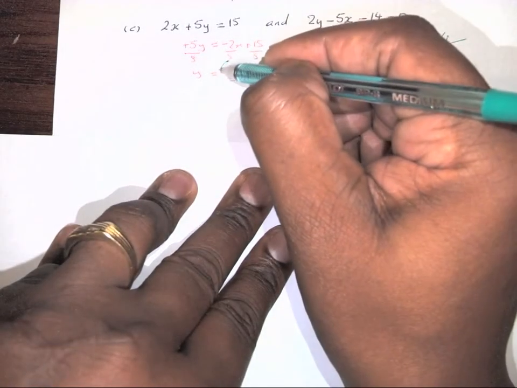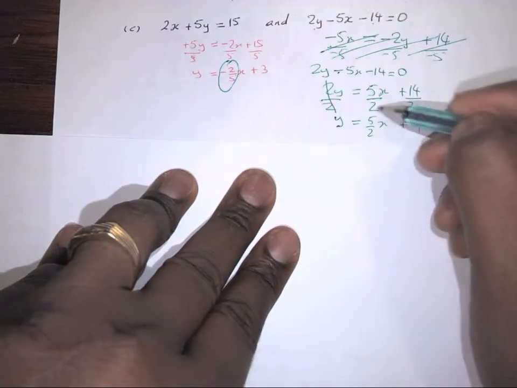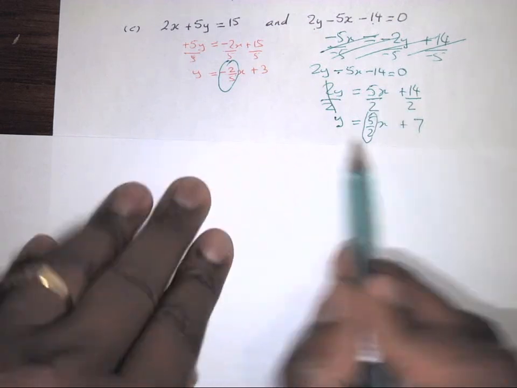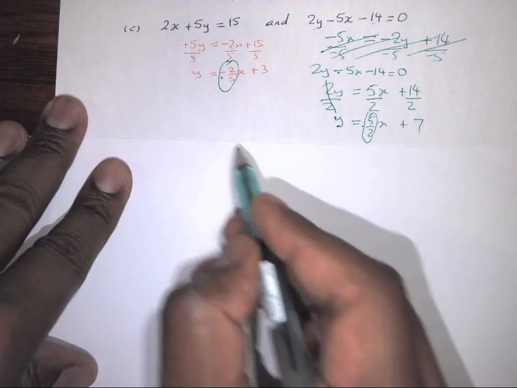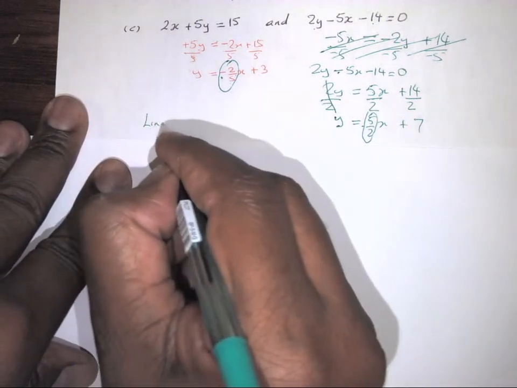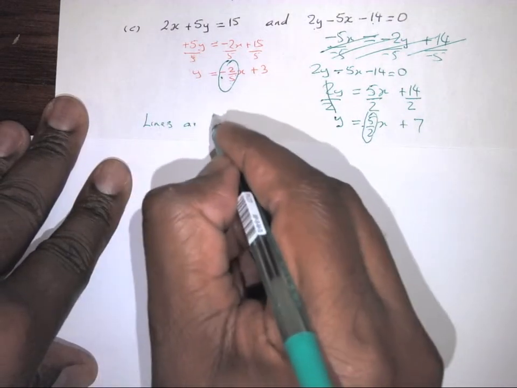Now, can you see that one there? It's minus 2 over 5, and that is 5 over 2. So the signs are not the same. These numbers have swapped around. Therefore, the lines are perpendicular.